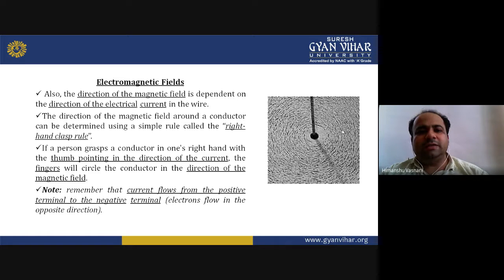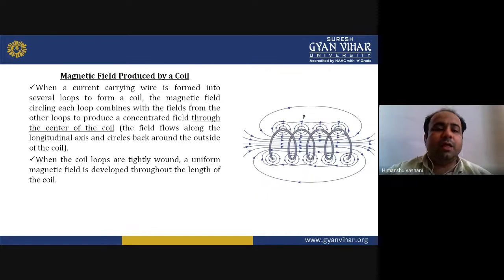You can see the direction of the magnetic field around the conductor. You can determine this with the help of the simple rule. So remember that the current flows from the positive terminal to the negative terminal. That is, electrons flow in the opposite direction. Now, magnetic field produced by a coil.